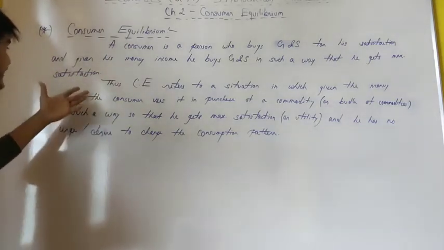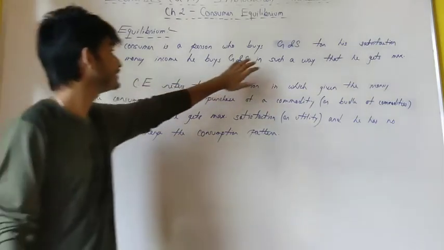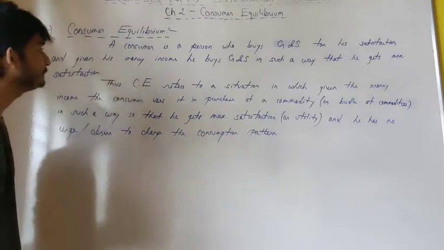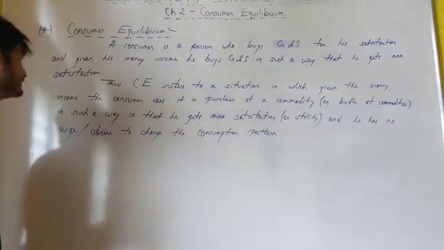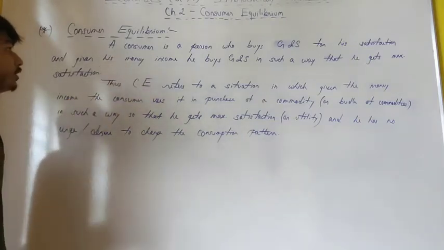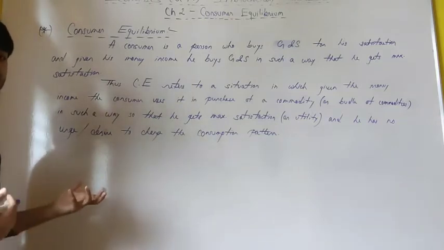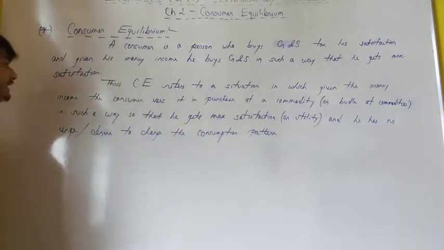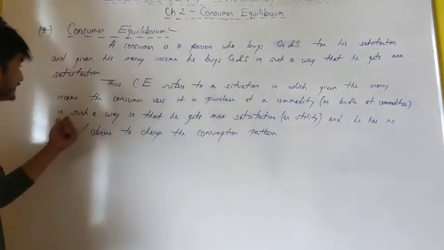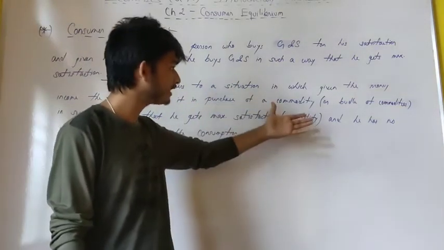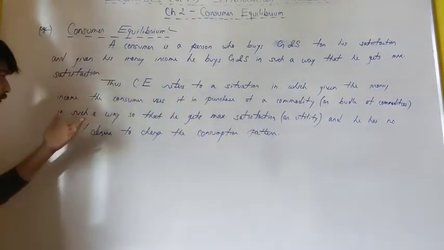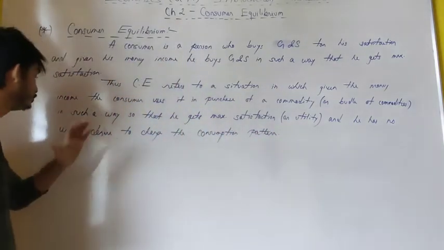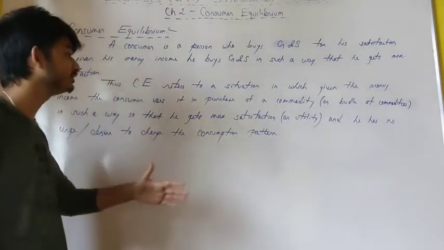And this consumer equilibrium is basically the main goal of the consumer. A consumer is a person who buys goods and services for his satisfaction, and given his money income, he buys goods and services in such a way that he gets maximum satisfaction. This is the main objective of the consumer, and this is exactly reflected by consumer equilibrium: a situation in which, given the money income, the consumer uses it in purchase of a commodity or bundle of commodities in such a way that he gets maximum satisfaction or utility, and he has no desire or urge to change the consumption pattern.